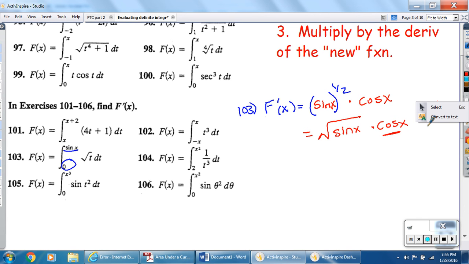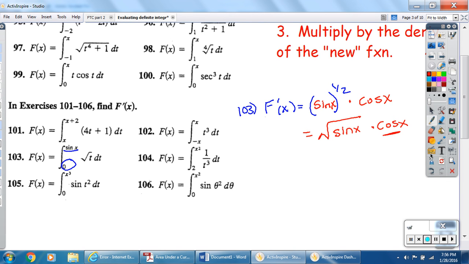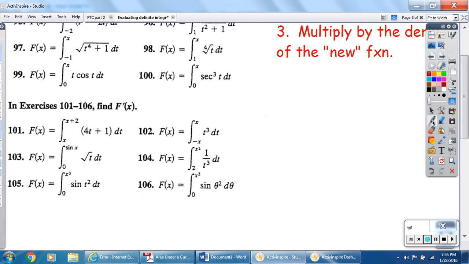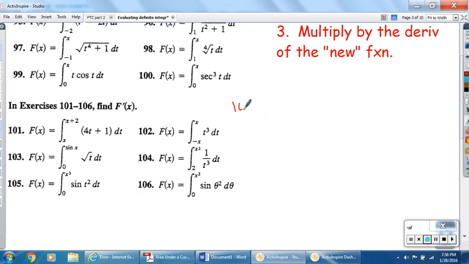All right, and then lastly, let's take a look at number 105. Let me get rid of my work here and grab my pen. In number 105, we're finding the first derivative. We're finding the derivative of a definite integral. Our lower bound here is 0, and our upper bound is x cubed. So step number 1 is to take out the t.